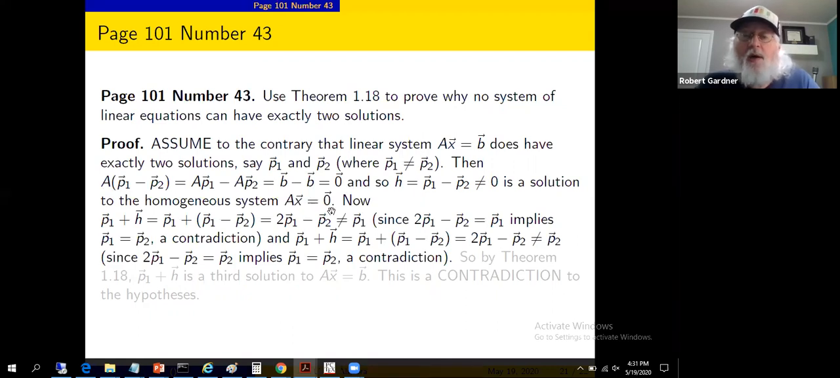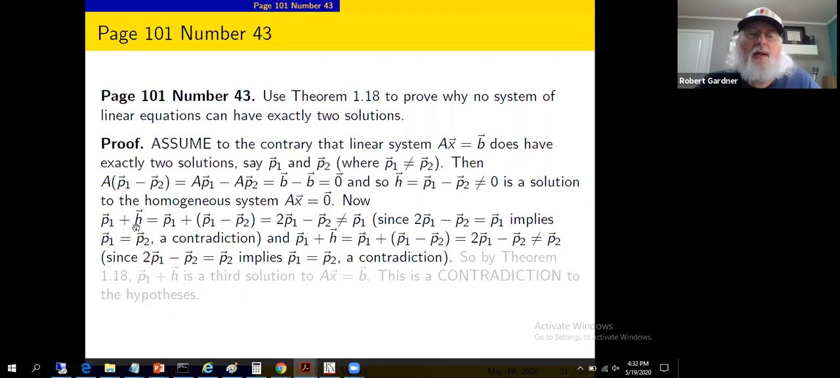Oh, by the way, h, p1 minus p2, is not the zero vector because p1 and p2 are not the same vector. So they differ in some component. So h is a non-trivial solution. All right, Theorem 1.18 said, take a particular solution, add a homogeneous solution to it. That's going to give you another solution.